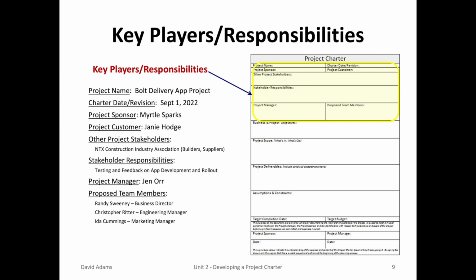The listed stakeholder responsibilities include testing and feedback on app development and rollout. The project manager box is filled in with Jen Orr's name and her teammates Randy, Ida, and Christopher for the business, marketing, and engineering representation.